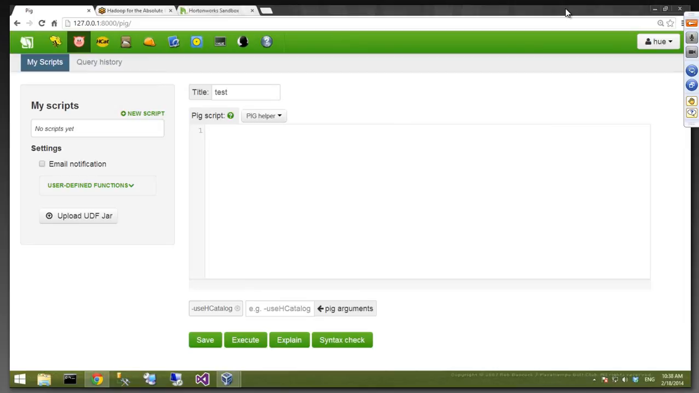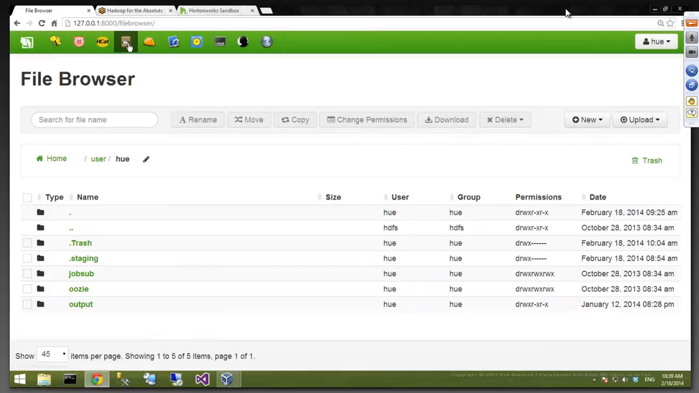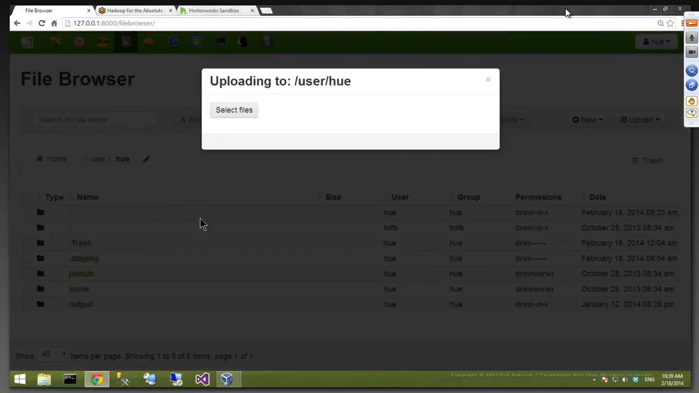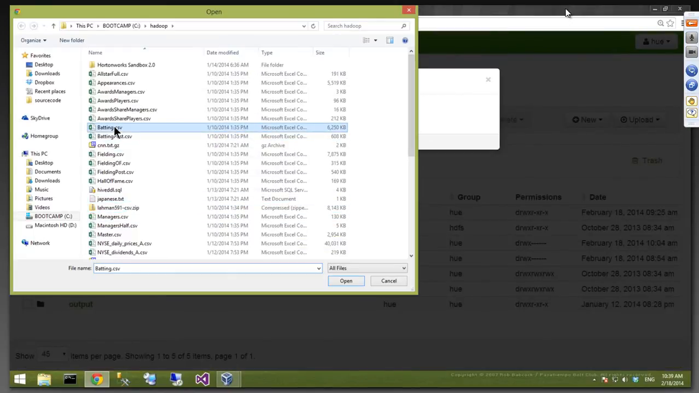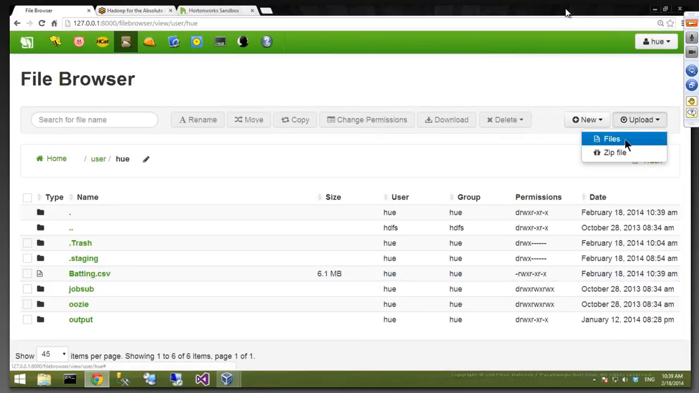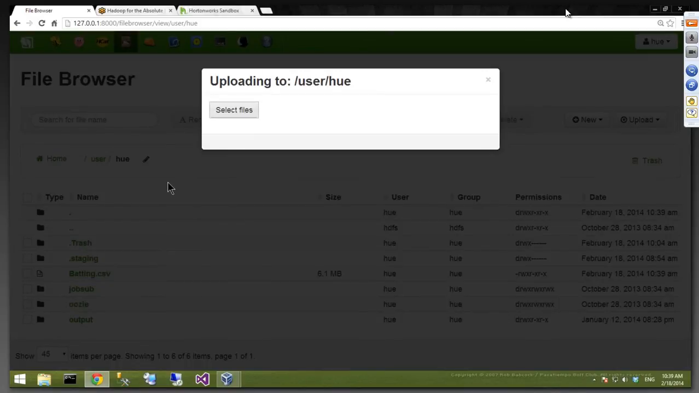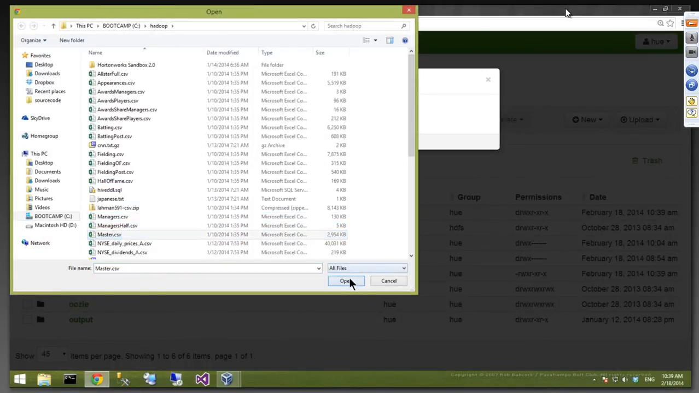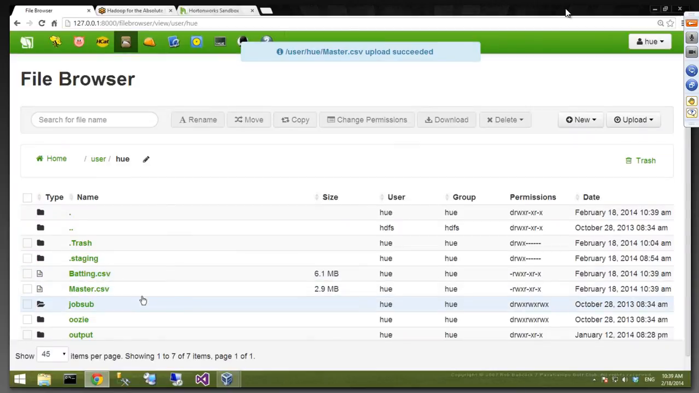So the very first thing that I'm going to do is load some files into File Browser. File Browser is my UI over HDFS. Remember, HDFS is used to distribute data across the Hadoop cluster. So if I want to upload a bunch of data, I just say, okay, I do want to upload data. What do I want to upload? Well, I want to upload this batting CSV. So now batting CSV is right here, and I want to upload master CSV. And here's master CSV. And now master CSV is right there. Okay, those files are now available to use, and they're sitting in HDFS.